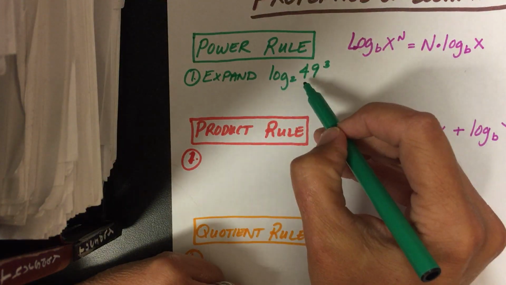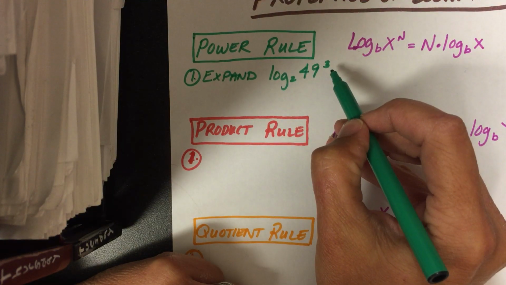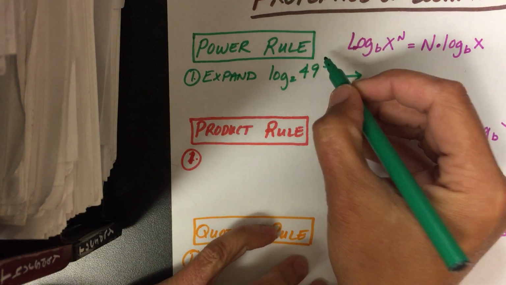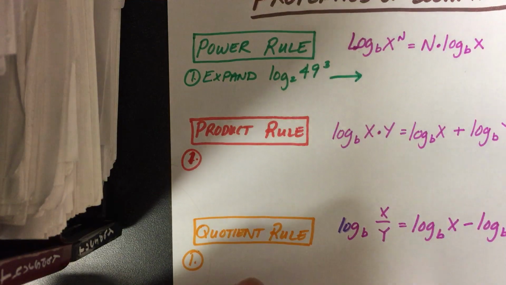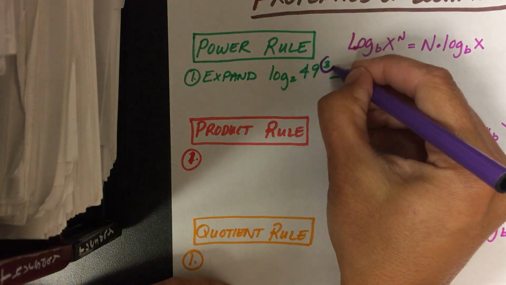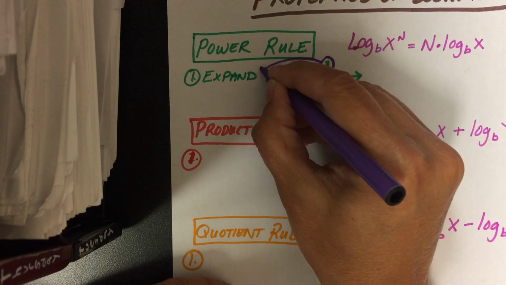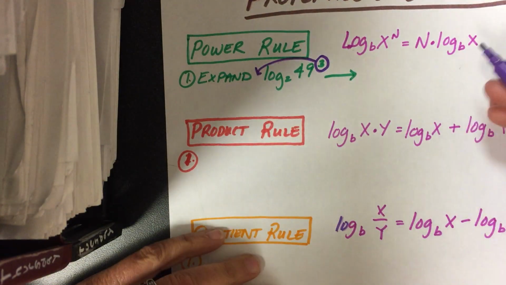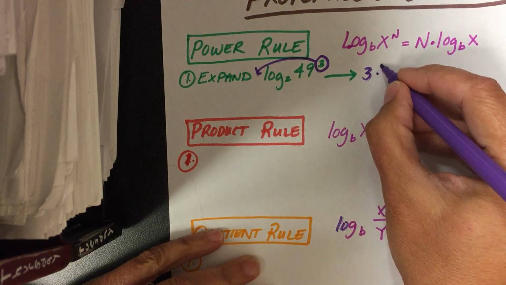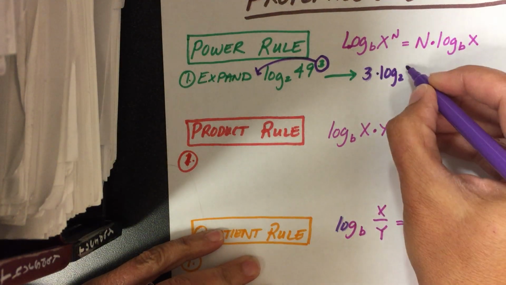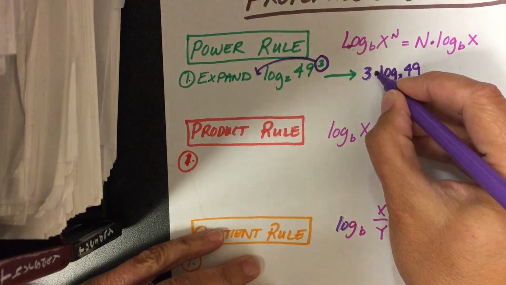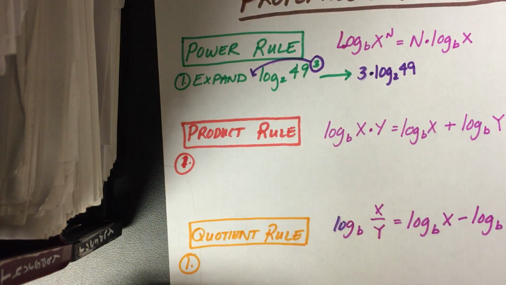So let's look at a simple example here. Expand log base 2 of 49 cubed. Well, I'm going to take this exponent right here. Let me get a different color so you can see it. I'm going to take this exponent and move it in front, just like the rule says. So now it becomes a coefficient, and I have 3 times log base 2 of 49. And that's how I expand it out. So that's the first example.